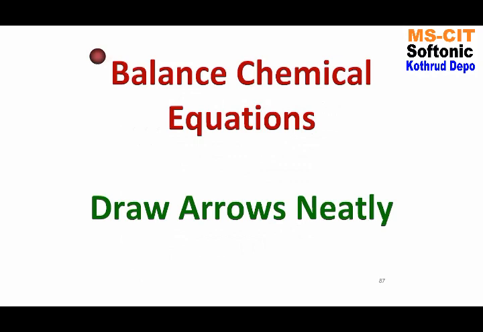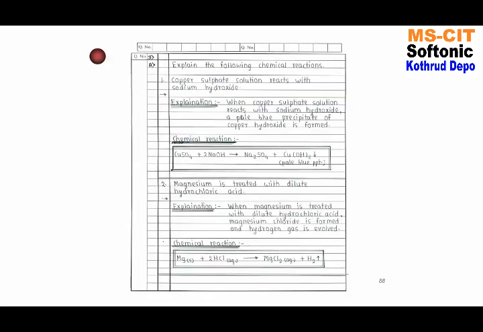Balancing chemical equations or reactions. Properly draw arrows and solve it in this way. Only balancing the reaction is not sufficient. You must give a proper explanation. And the reaction which is balanced, you must draw a proper box. Meaning that chemical reaction which is balanced, you write it in the box only.